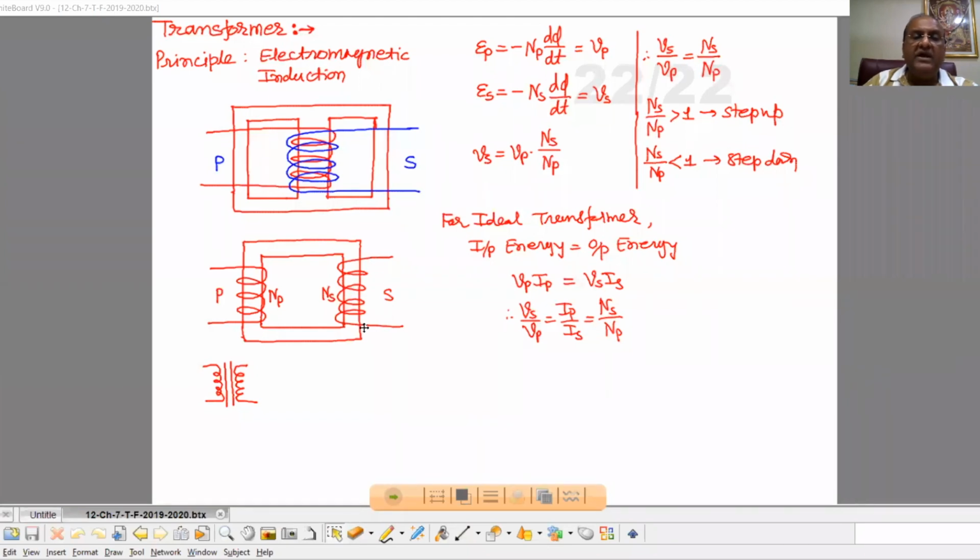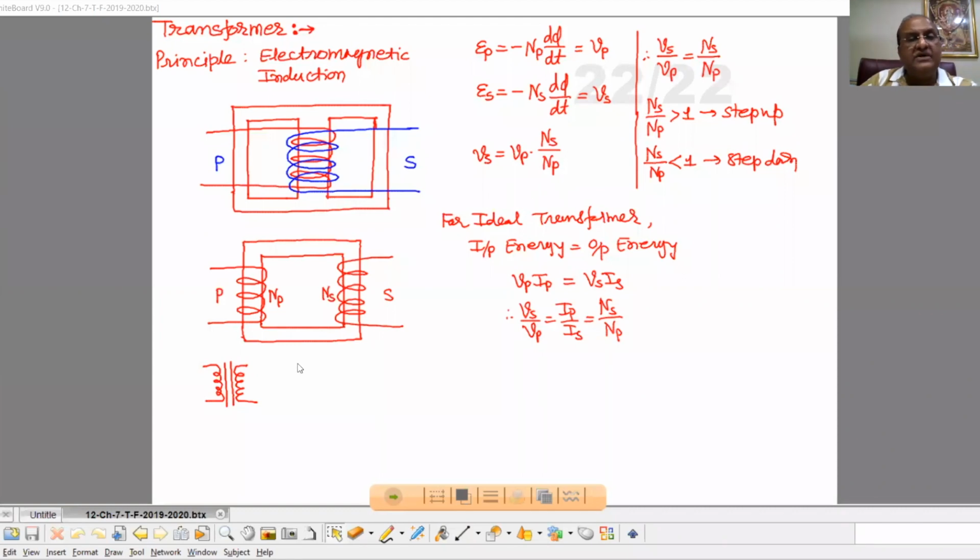And therefore, across the two terminals of the secondary coil, the EMF obtained, that is ES, is minus NS d phi by dt. Here NS is the number of turns in the secondary coil. That is also represented as Vs. So now from these equations we can write, if we take the ratio of these two, then Vs by Vp is Ns by Np, or we can write Vs equal to Vp into Ns by Np.